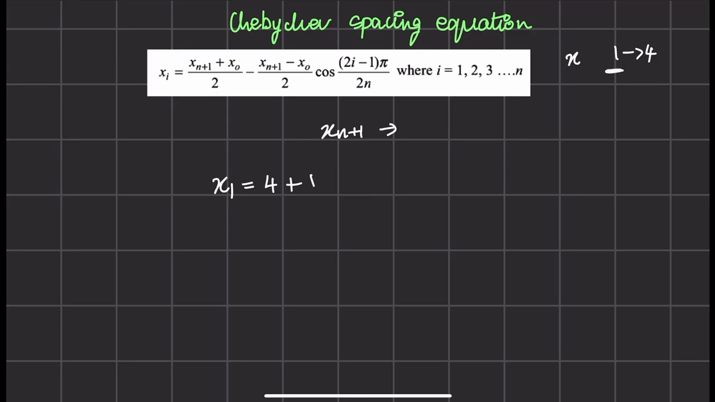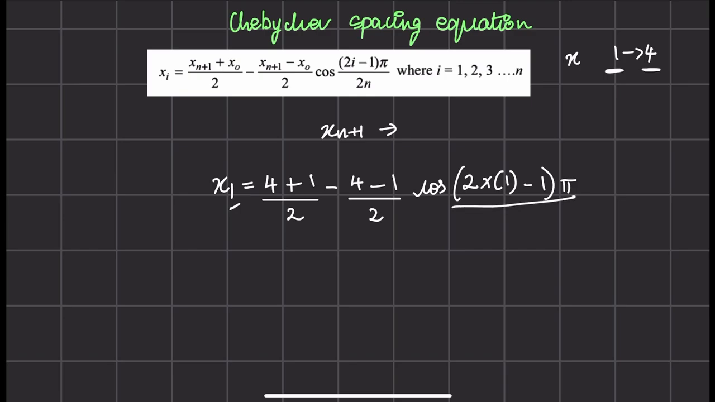It is x0 plus xn plus 1 minus x0 divided by 2, into 1 minus cos of (2i minus 1) into pi divided by 2n. Here i is the value of the term of x, so here it is x1. The value of n is 3, as we are going to consider it for x1, x2 and x3.